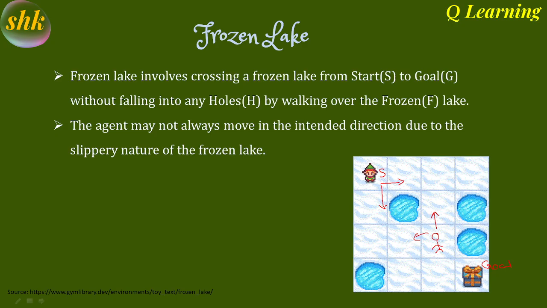In the state space, a total of 16 spaces are there because it is a 4 cross 4. You will consider this as S0 and the goal as state S15. In the entire state space, S0 is the start state, S15 is the goal state, and these are the holes where, if the agent falls into these hole regions, the episode ends. Apart from that, the left out states are the frozen lake states.